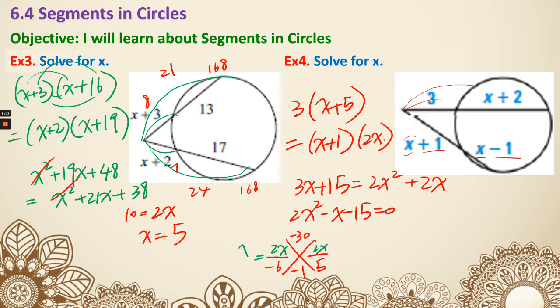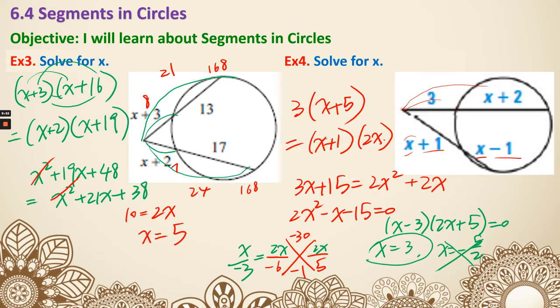Then let's not forget to put 2x on the top of the fraction. That's going to give you x over negative 3. So it could be factored into x minus 3 times 2x plus 5 equals 0. That's going to give you x equals 3 and x equals negative 5 over 2. However, we are talking about length here, so we can't have the negative number. x equals 3 would be the answer for example 4.